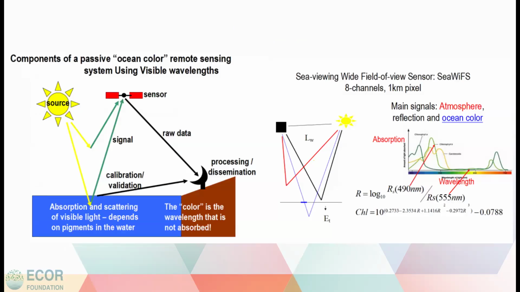So here is the component of passive ocean color remote sensing using the visible wavelength. Of course, if it is not using microwave remote sensing, it will have cloud cover interference and atmospheric interference.